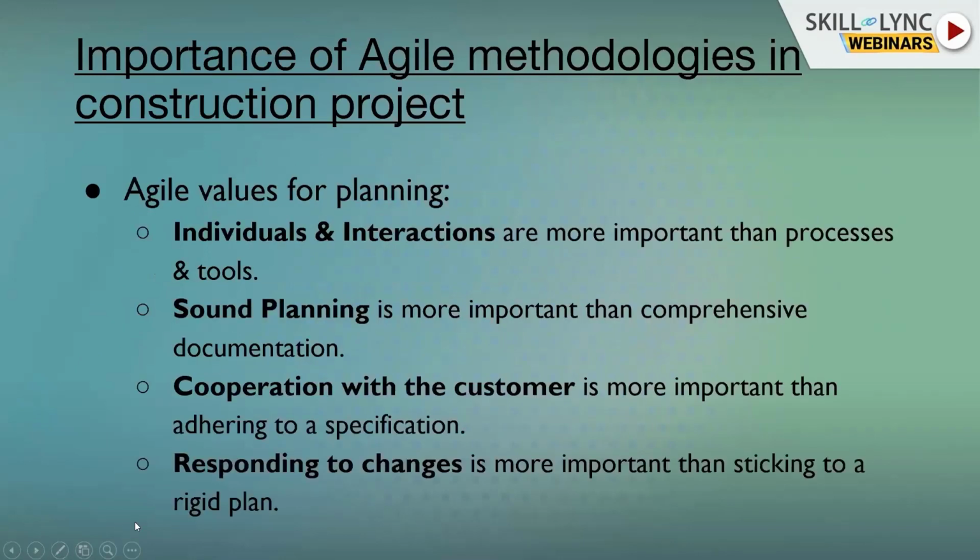now coming to the Agile values for planning. Agile focuses more on individuals and interactions than processes and tools. That is, the people involved in the project and the face-to-face interaction amongst them is more important than the processes and tools. Agile gives more stress to effective and efficient project planning rather than just maintaining comprehensive documentation of the project activities at site. Now, most construction companies, whether a main contractor or a subcontractor, mainly focus on the specifications and drawings only. But Agile encourages cooperation with the customer or client also so that scope creep can be avoided.